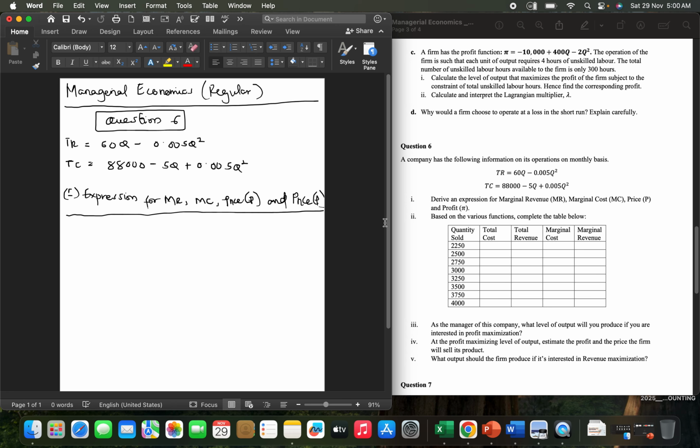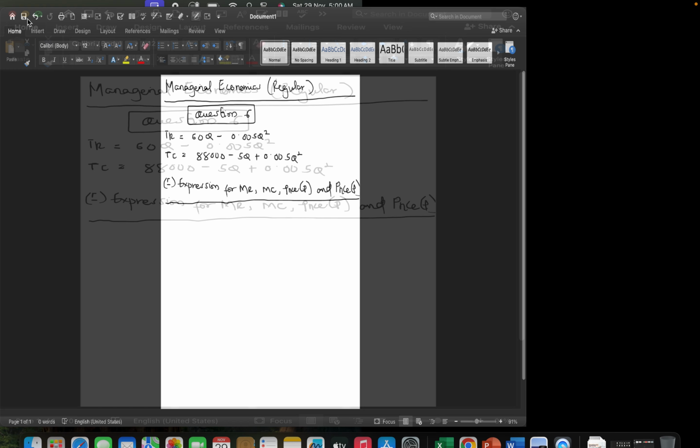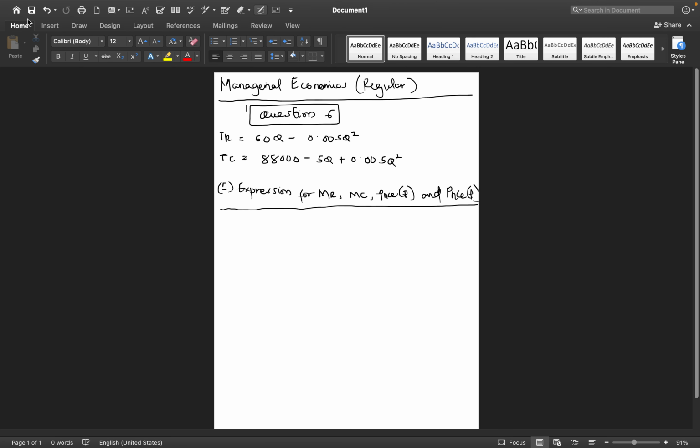So I'll start with part one. Let me expand the screen. As you go on, I'll be bringing back the question for you to see it. Basically, this is the question I'm going to solve here. So part one is finding an expression for marginal revenue, marginal cost, price and profit.